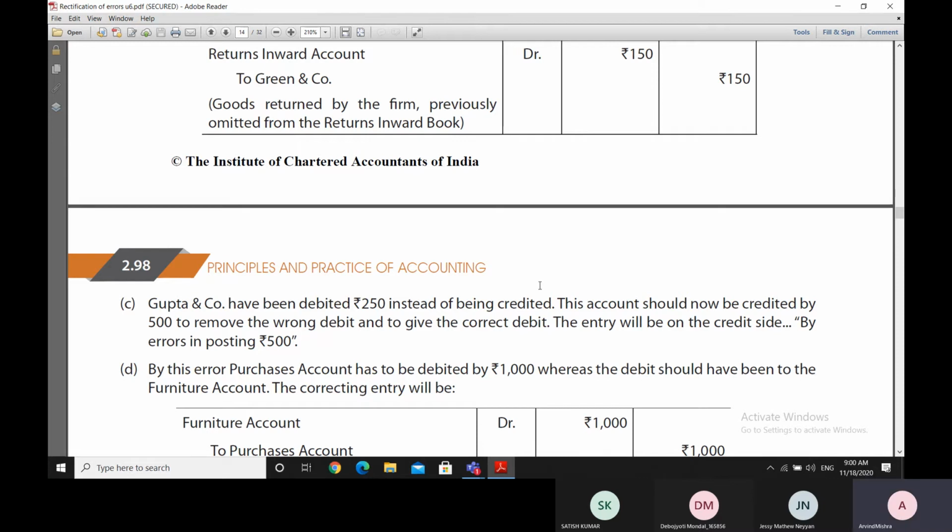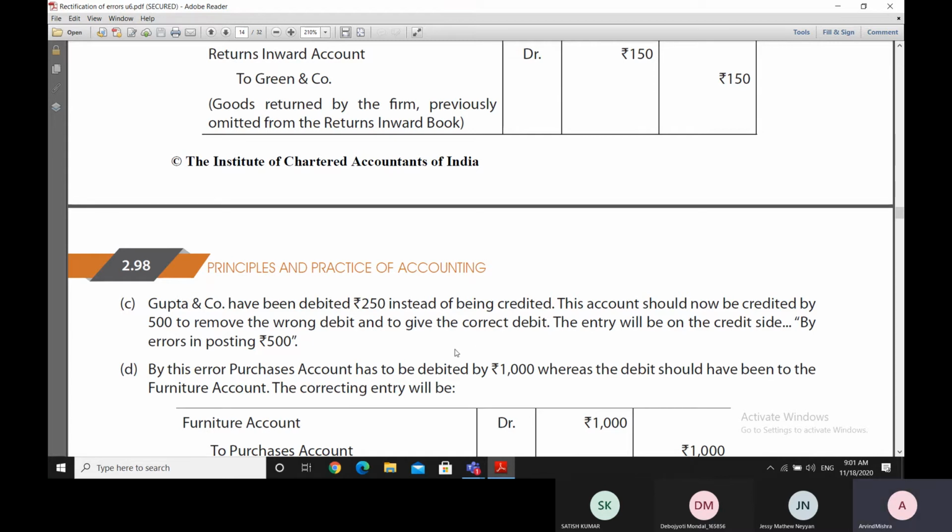Because there is only one wrong entry here, on only one side, there are no two wrong entries. There is only one wrong entry, and therefore that wrong entry can be corrected by making a double amount entry. For example, if the account has been debited by 250, this time we will do a double credit in his account of rupees 500 rather than rupees 250.